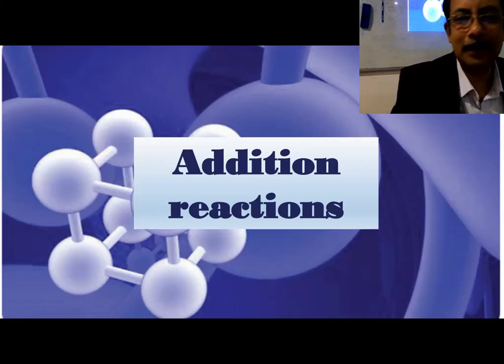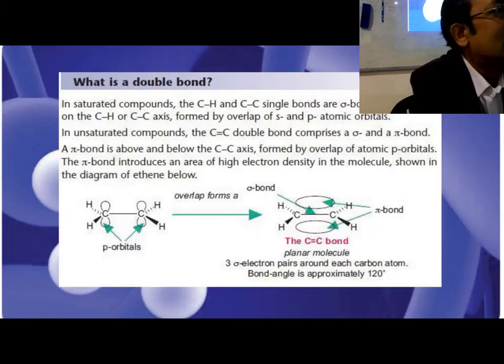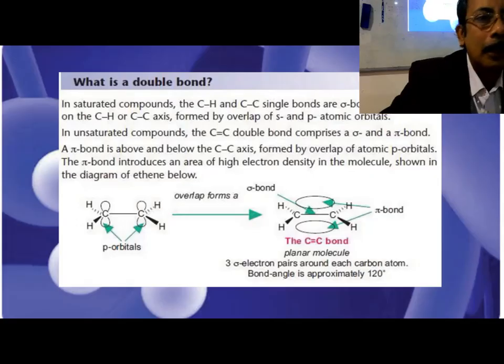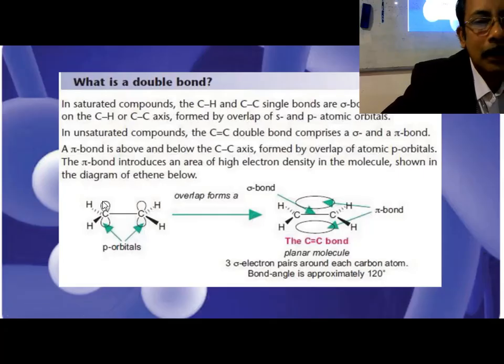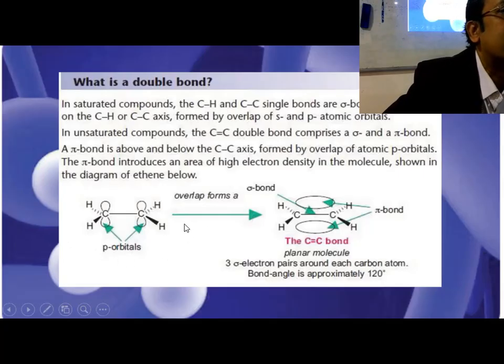What is addition reaction? We have already discussed in brief. So this is one molecule having a double bond. Any molecule having a double bond means full of electron cloud. This is even electron density, that means non-polar molecule. Non-polar molecule will always have even electron density.